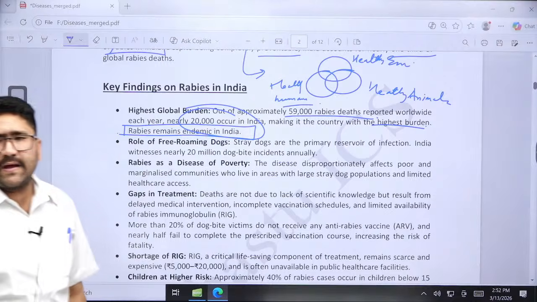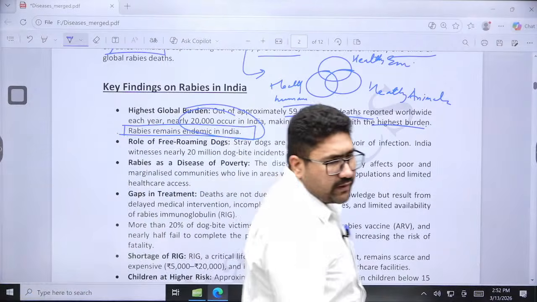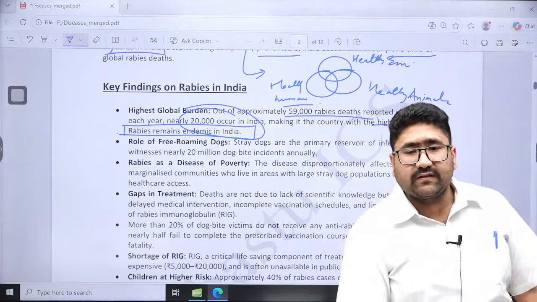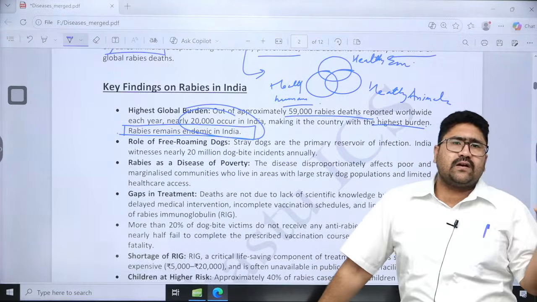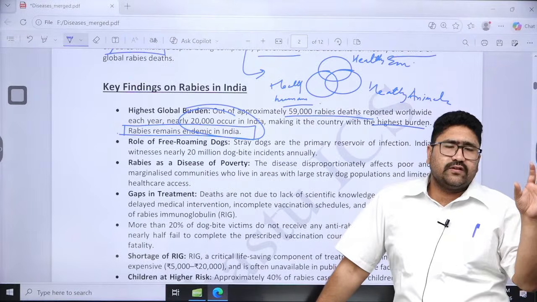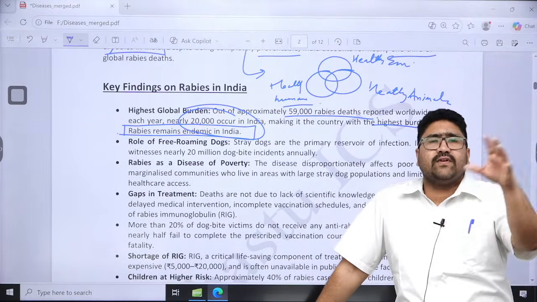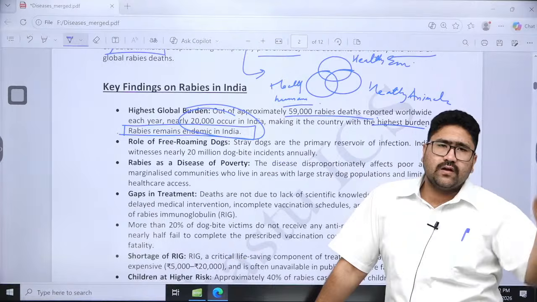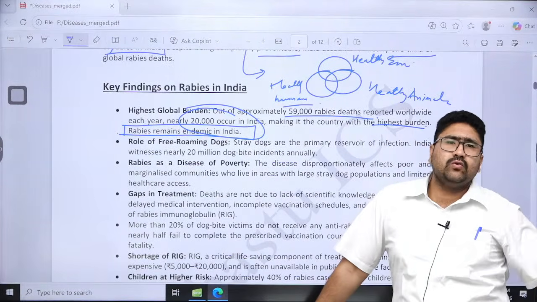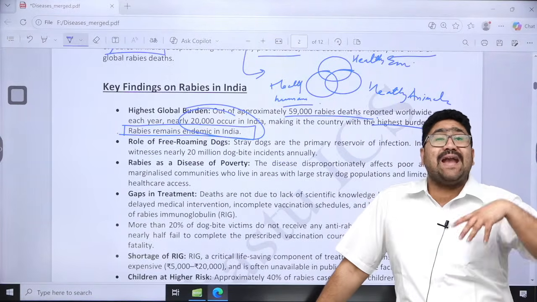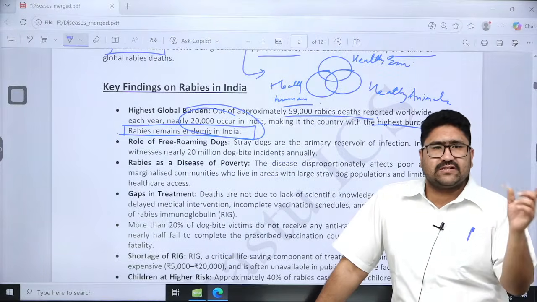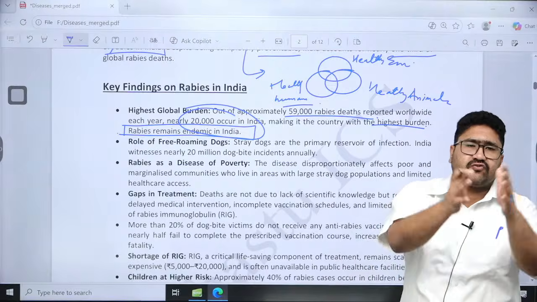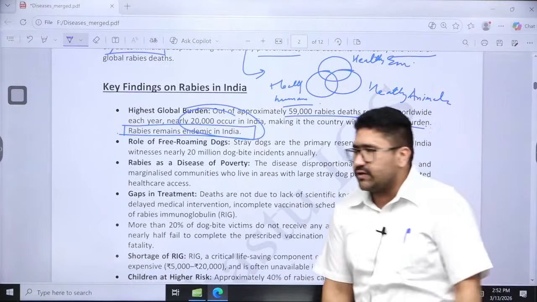What do we mean by an endemic disease? That means the origin is in a particular country and the spread of the disease is limited to a particular region. It has not spread worldwide, so it has not become pandemic or epidemic. It is still endemic, which means it is restricted to a particular region.